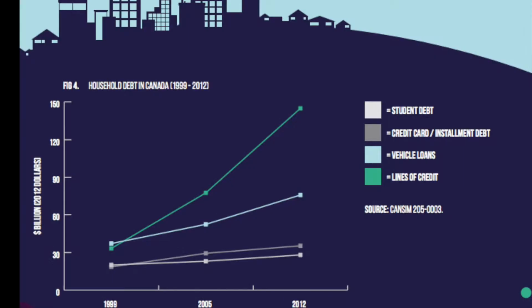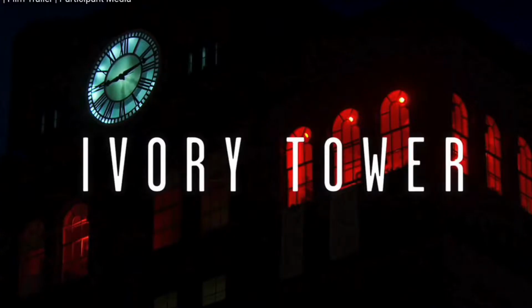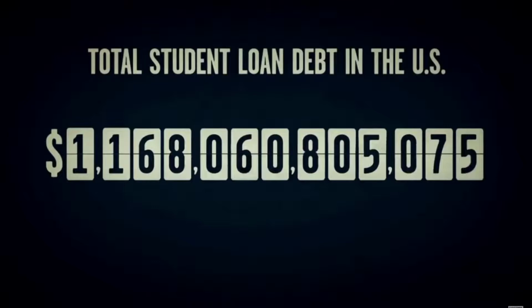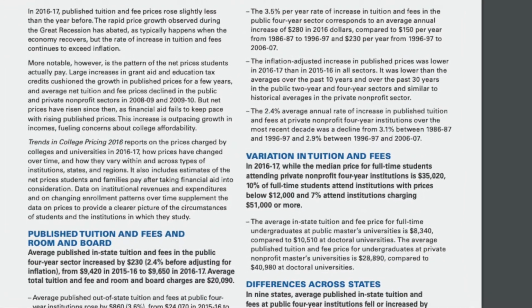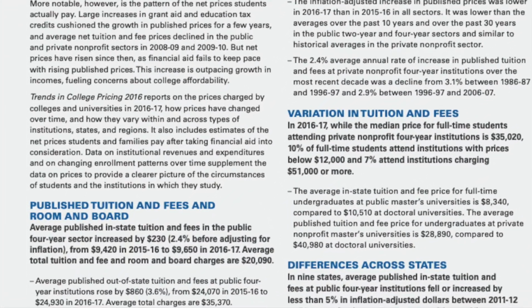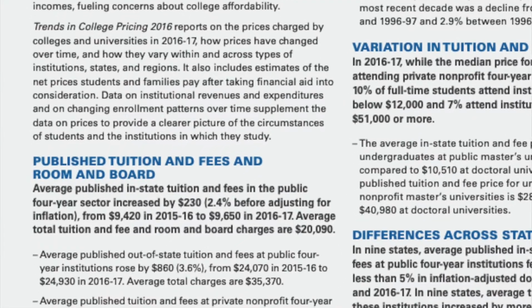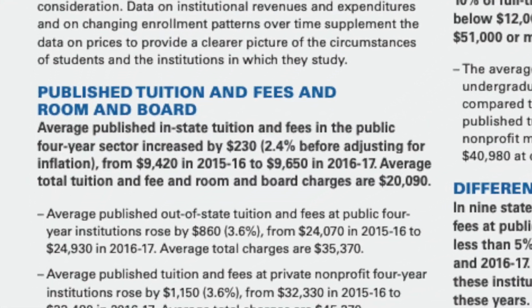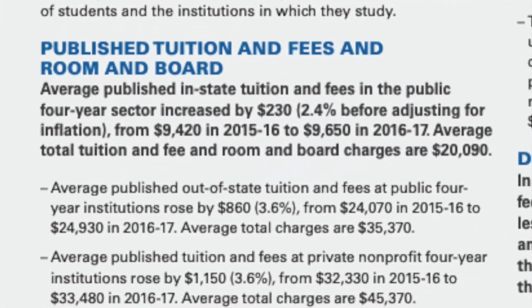First, it is important to analyze the correlation between higher education tuition rates and that of student debt. In the United States, Rossi points out that the national student debt has now surpassed credit card debt and reached an astonishing $1 trillion, and that the average tuition in the US for residents in 2017 was $9,650, and an average total tuition and fee for room and board charges were $20,000.